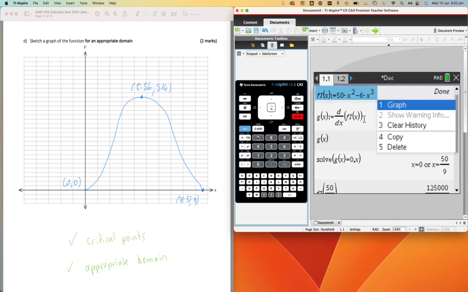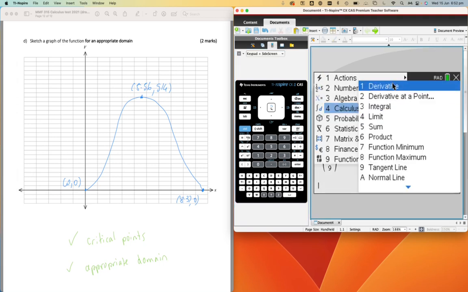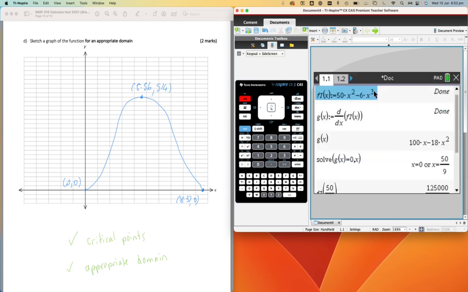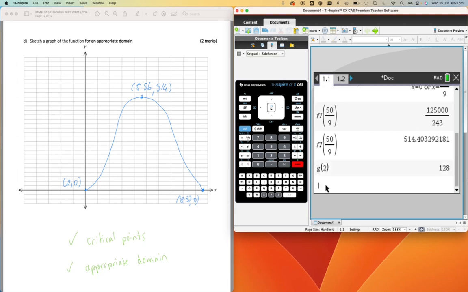Use Menu, Calculus, Derivative to find a derivative. Use derivative at a point to find a derivative at a specific point if you need to. Personally though, if you've defined the function and the gradient function here, you can always find the gradient at a particular point by going g of that particular point. Or if you're trying to find the x coordinate at a particular gradient, let's just say the gradient is equal to 2, then you can always use the solve function there.